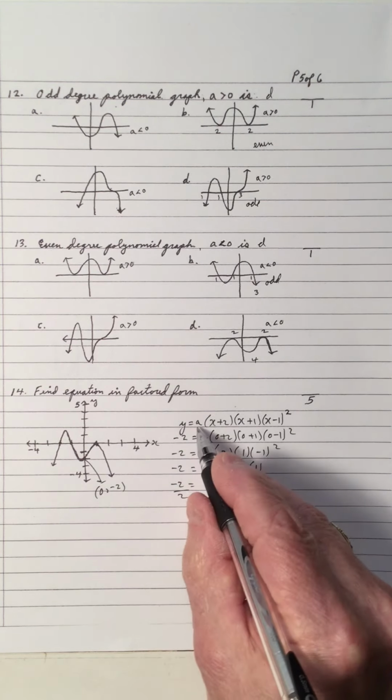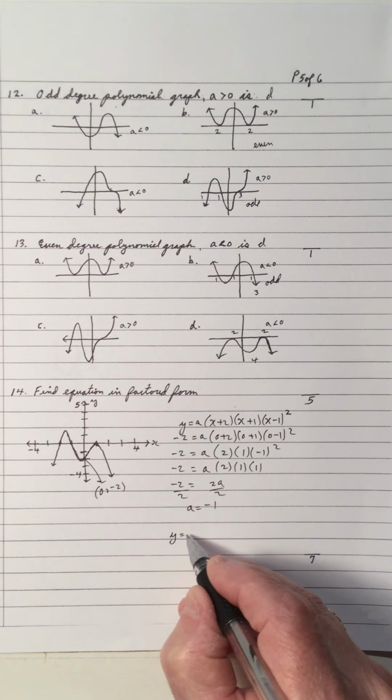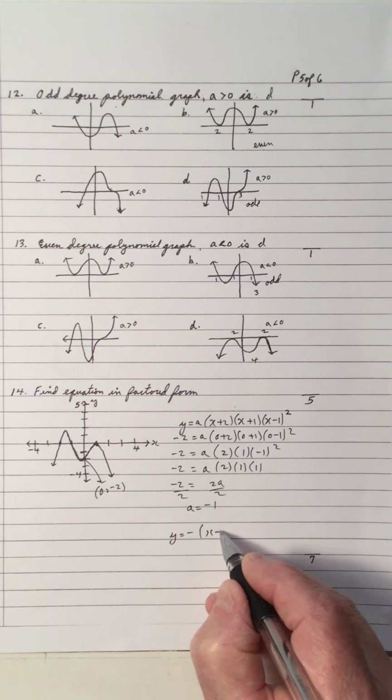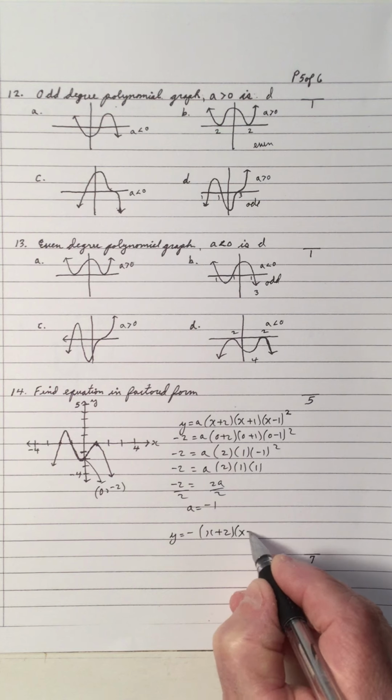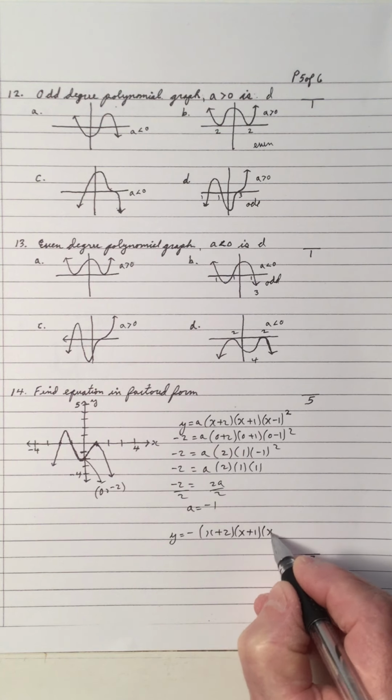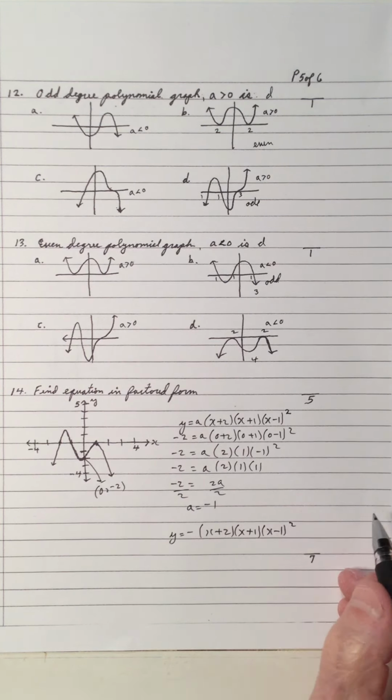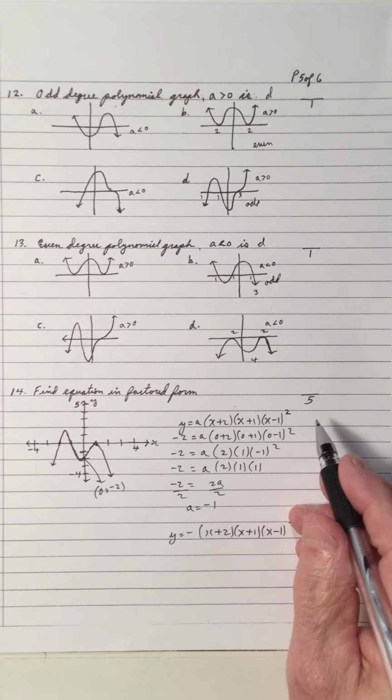So we put a is negative 1. So y equals negative 1, understood, x plus 2, x plus 1, x minus 1 squared. And there's 5 marks.